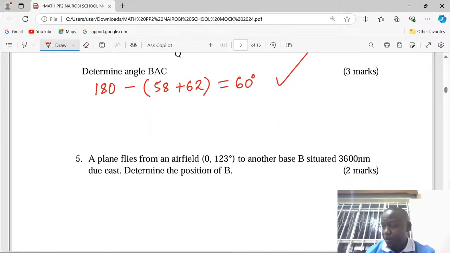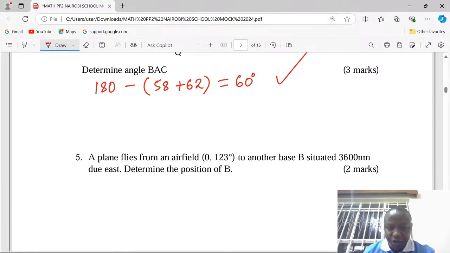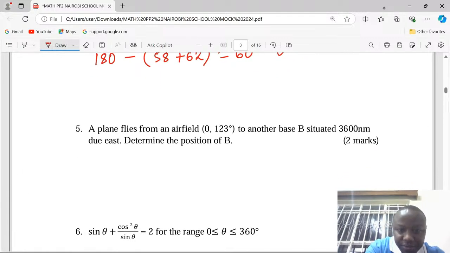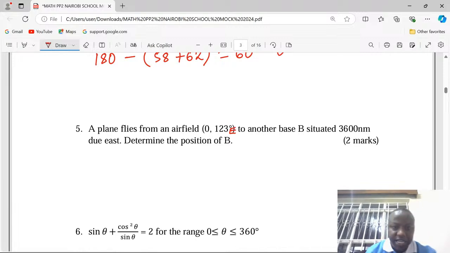Let's continue following up with this. It's good for you to know that this is east. There was a typing error at that point.